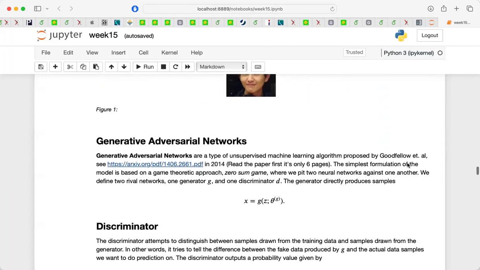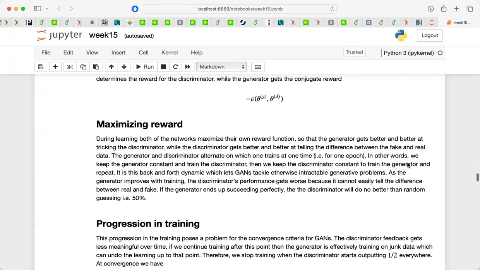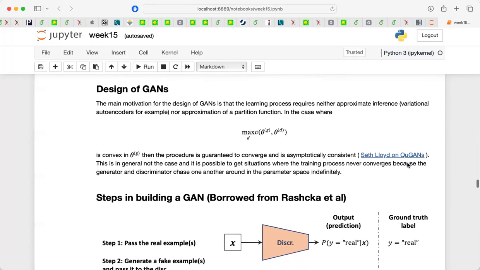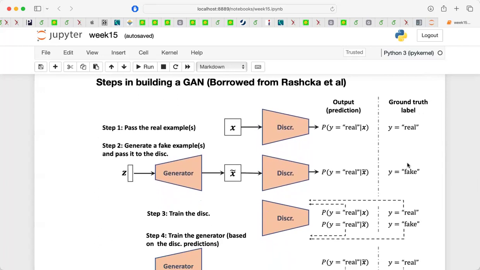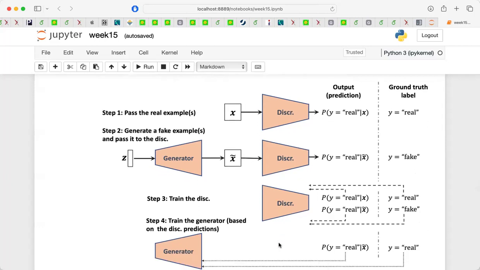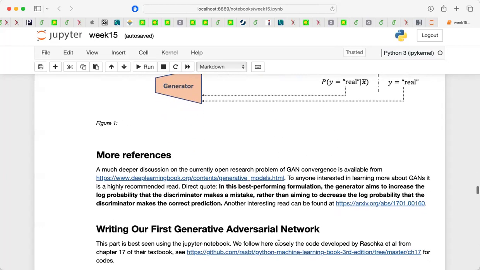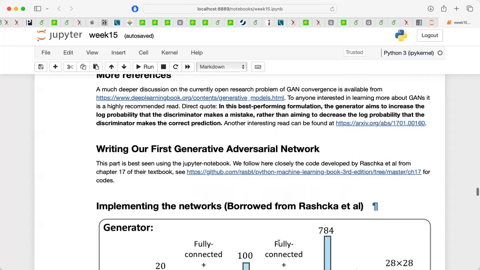Now, in the slides here, there is an example of a program which I borrowed from the textbook by Raschka. And I invite you to take a look at chapter 17 in their case. The image here gives you a kind of overview of how the training is done. But let's take a look at the code here.